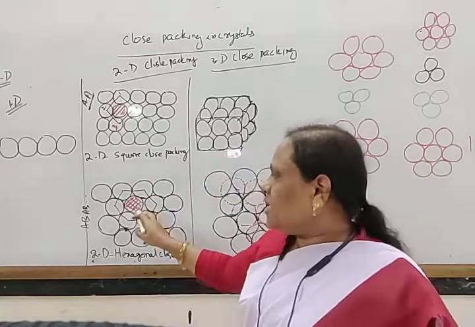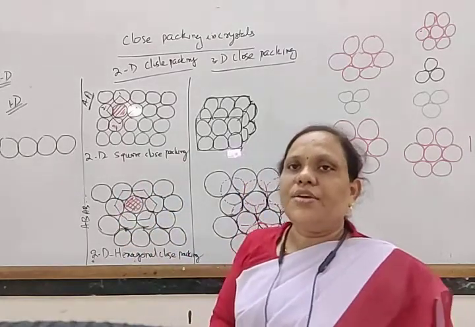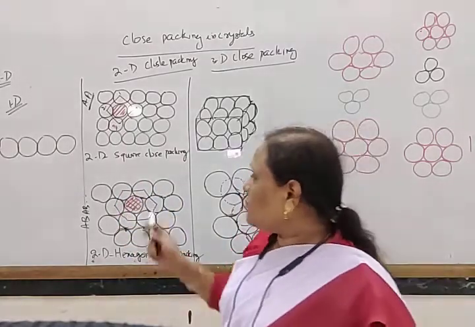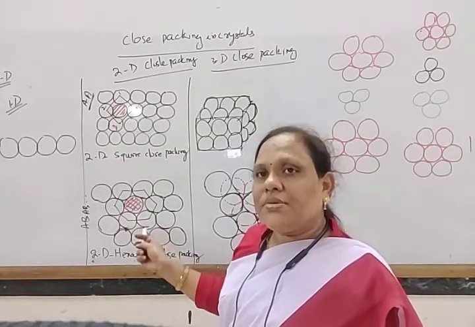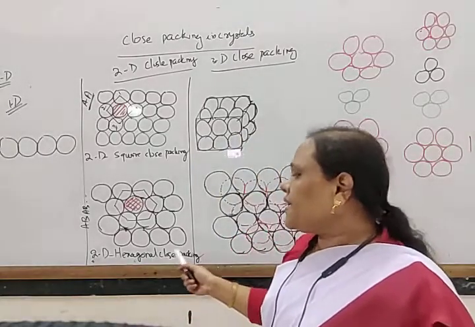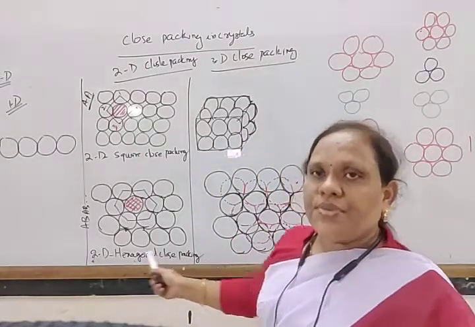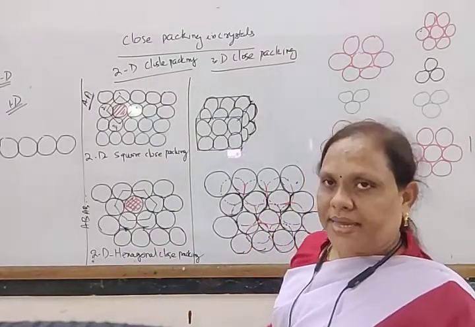So look at this. This is in direct contact with 6 other spheres, and when we join the centers of the spheres, it gives a hexagonal shape. That's why this is called two-dimensional hexagonal close packing.